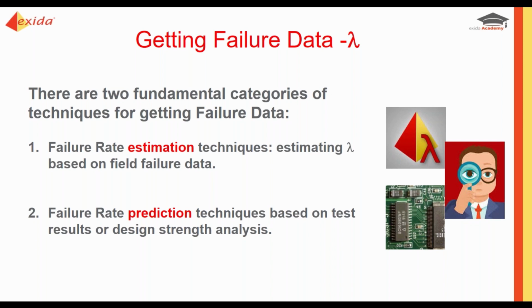Where can you get this information? You want to use good information. How do you get it? Well, there are two main ways of getting failure rates. The first technique is called an estimation technique. An estimation technique is based on field failure data.